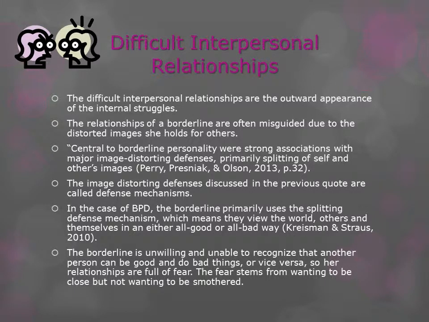The difficult interpersonal relationships, another feature of BPD, are one of the outward displays of the struggles within. The relationships of a borderline are often misguided due to the distorted images she holds for others. The image distortions are defense mechanisms, and the most prevalent to BPD is splitting. Splitting means the borderline views a person, the world, or even herself in black and white. These things are either all good or all bad, but there is no middle ground. The borderline is unwilling and unable to recognize that another person can be good and do bad things, or vice versa.